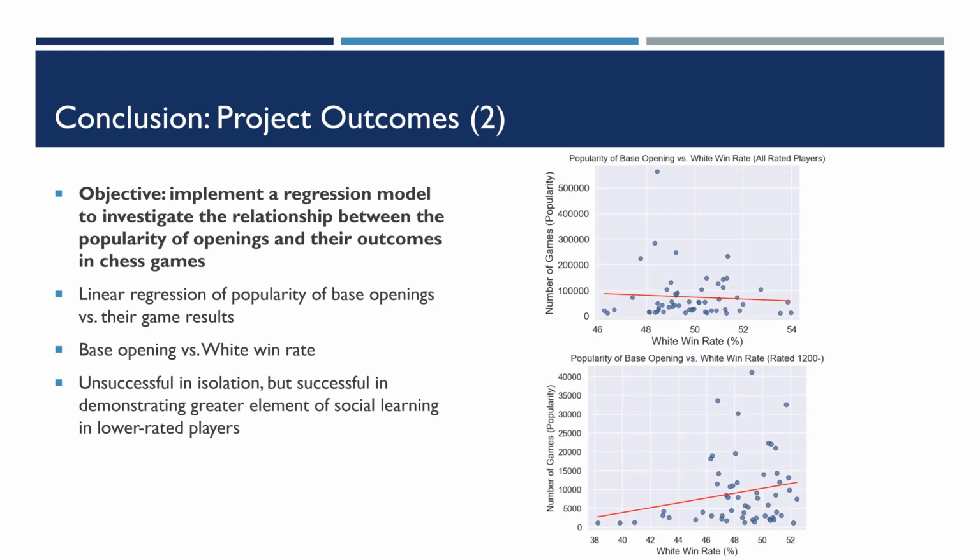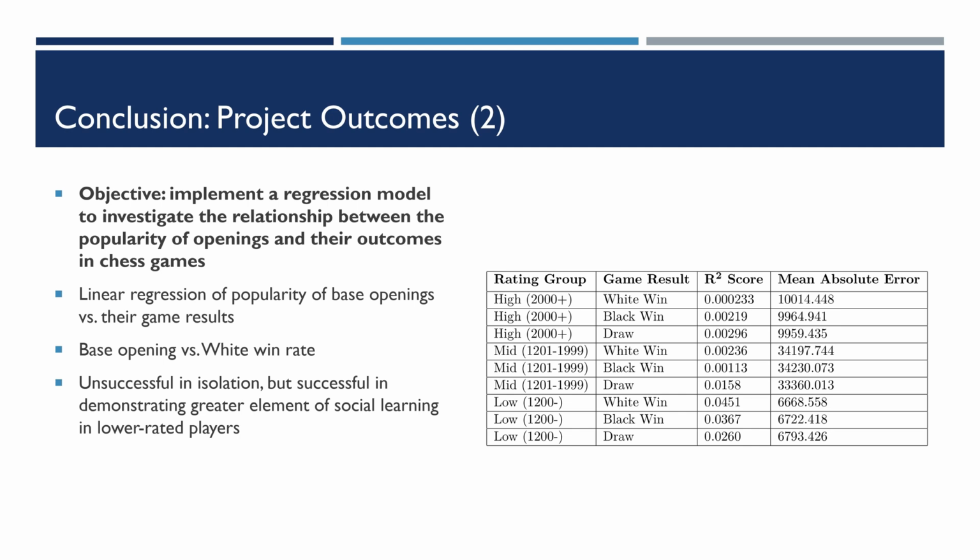Our second objective was to implement a regression model to investigate the relationship between the popularity of openings and the outcomes in chess games. To address this, we used a linear regression model between base opening and each game result, such as white win rate. As you can see on the right, we tested this on different groups of players. As the table shows, the R² score was significantly better for low-rated players than other rating groups.